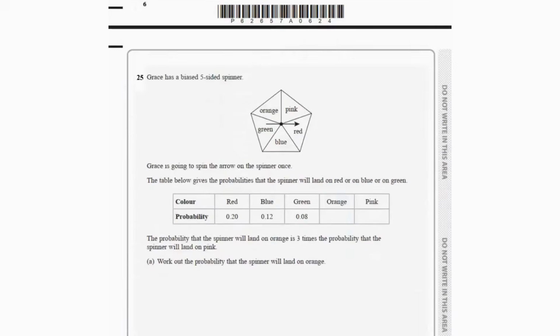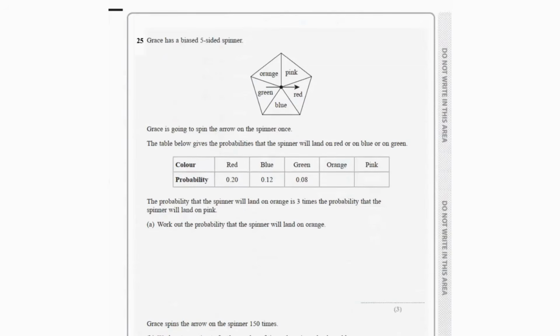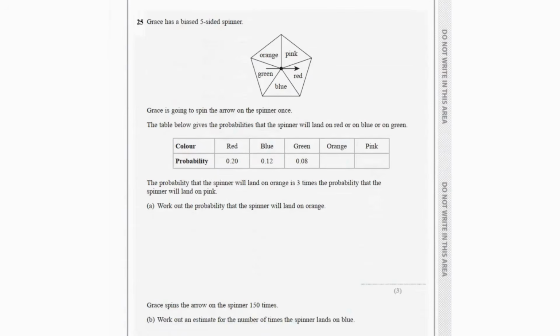So these are easy 3 marks. Then you can get a probability question where they will give you a table and they will ask you to find the missing probabilities in the table and the expected number of something happening. So over here, we have a spinner, which is a 5-sided biased spinner.